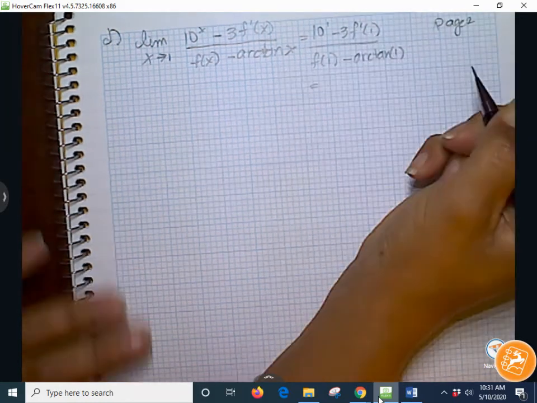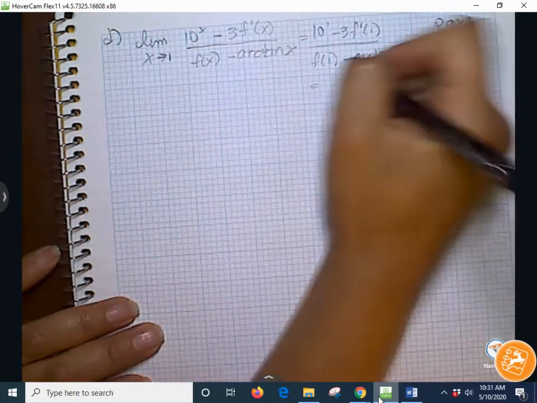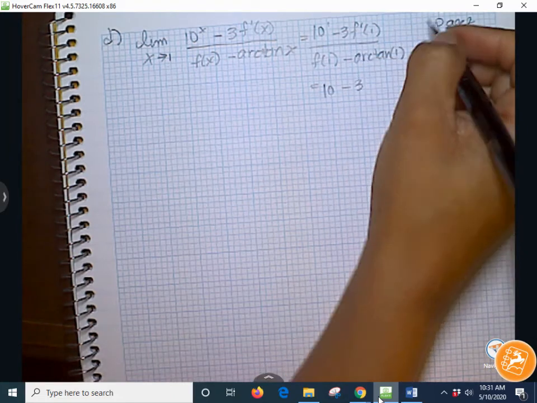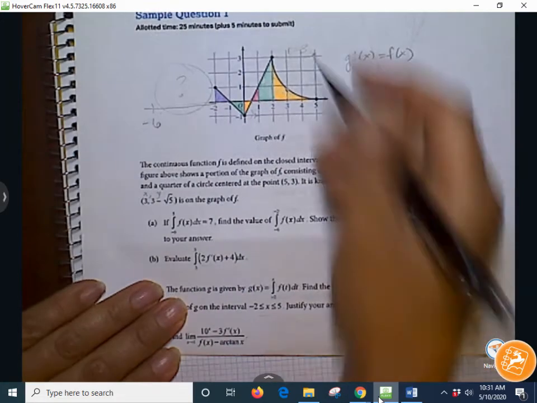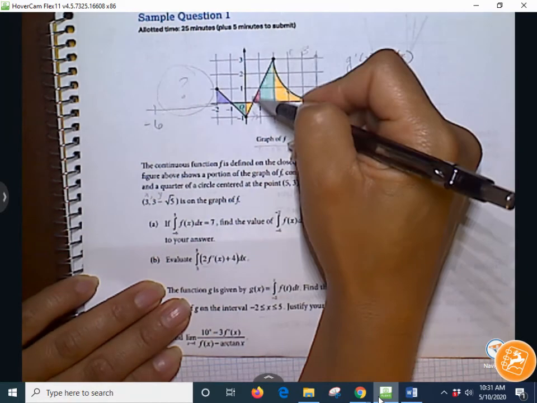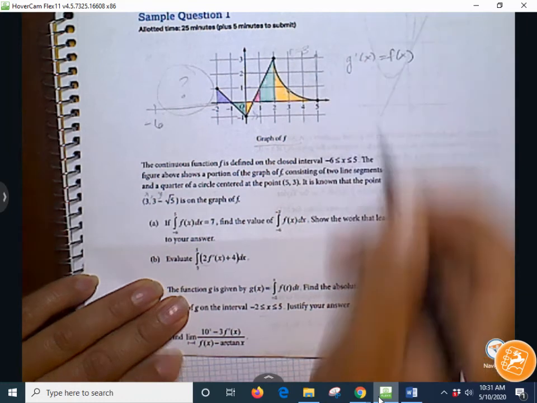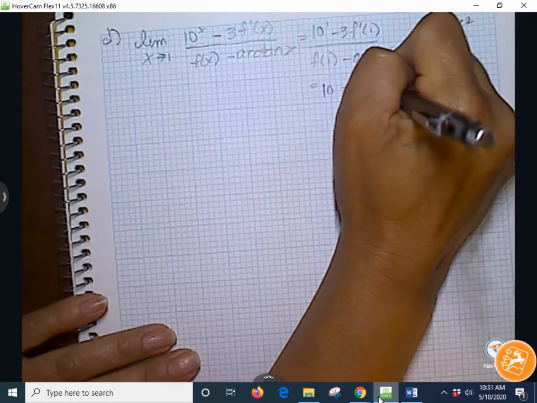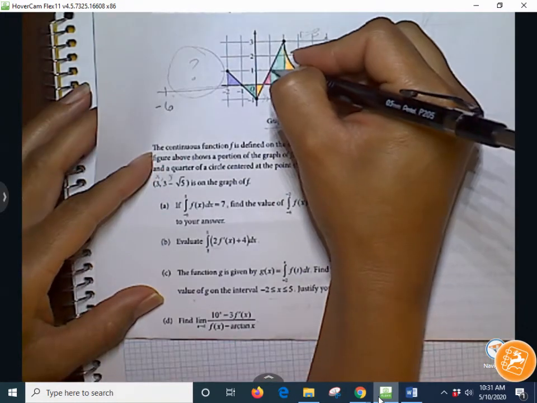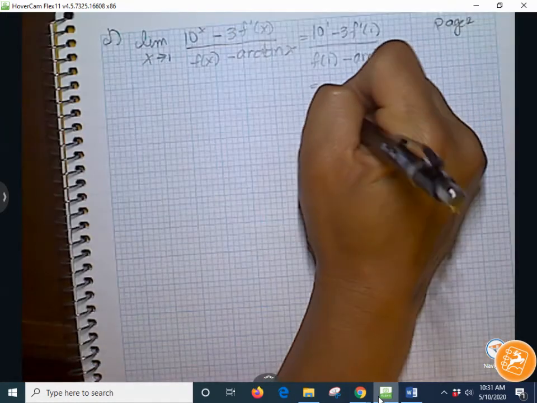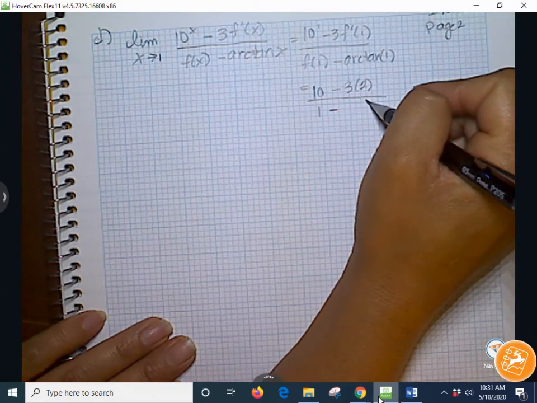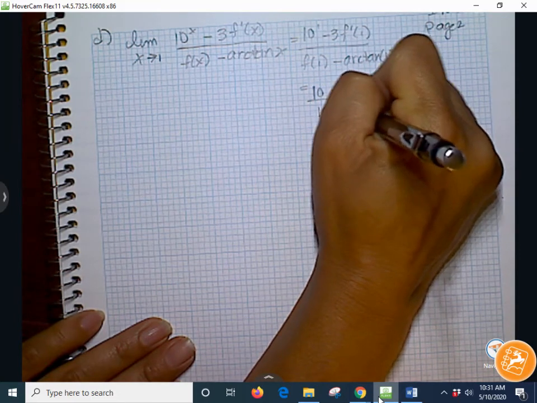All right. Well, I don't think I'm going to. Well, let's see what this is. Okay, 10 to the first is 10 minus 3 times f prime of 1. So I need to go to my graph over here. F prime of 1. This is the graph of f, so f prime is going to be its slope. So the slope is 2. F of 1, go back to this. What is the y value of 1? That is 1 minus arctangent 1. So this should be a flashcard. This is pi over 4. Okay?